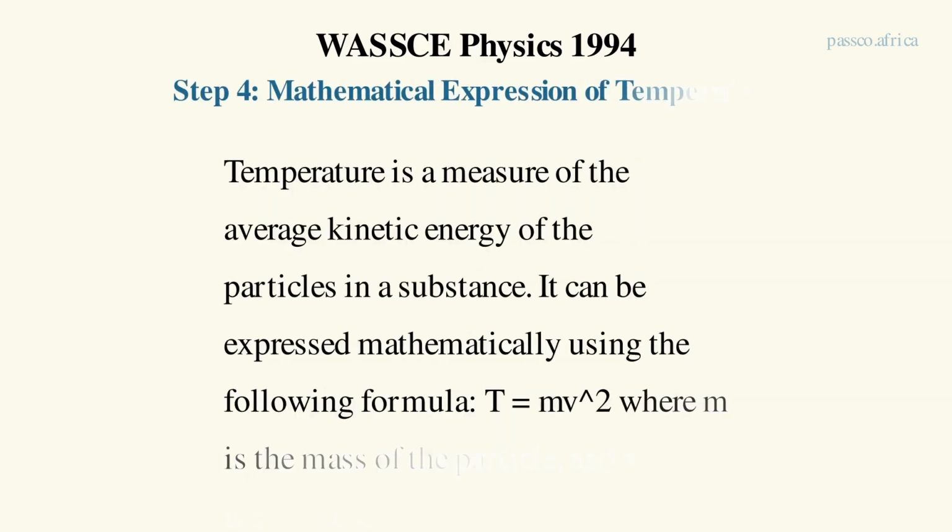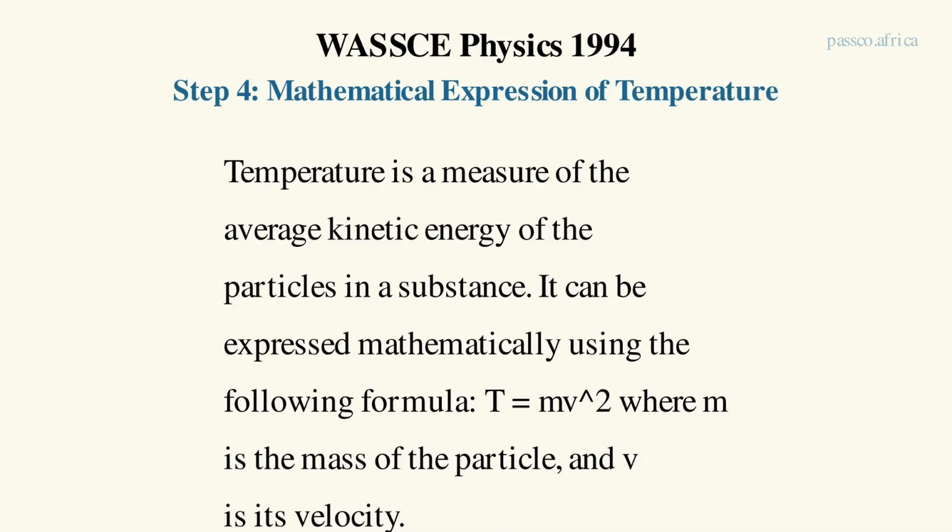Step 4. Mathematical expression of temperature. Temperature is a measure of the average kinetic energy of the particles in a substance. It can be expressed mathematically using the following formula: T equals mv², where m is the mass of the particle, and v is its velocity.